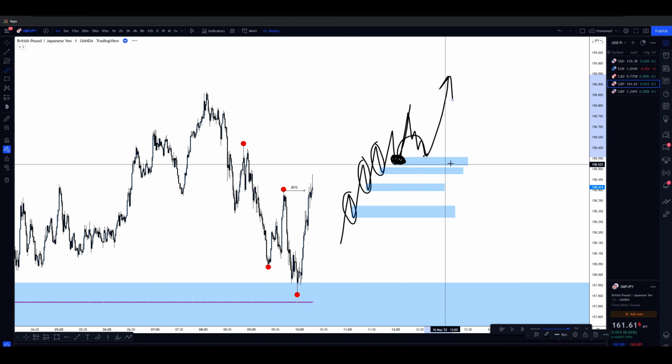Simple as that. Now from here, same concept. Get your rectangular zone, find the impulsive move up, and look for your institutional candle that caused that break of structure. In this case, you could have taken this one.